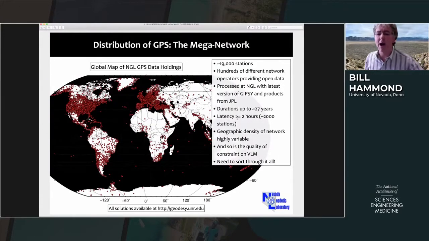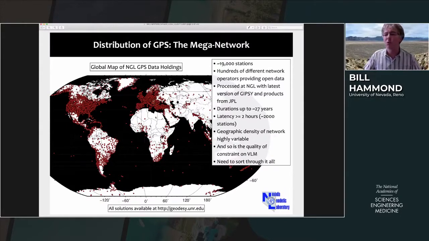So this is a similar kind of map. It's the same database, just done with a GMT map, and it's the global distribution of GPS stations in the NGL archive. And in here we have time series that are up to 27 years long. In some cases we get solutions less than 2 hours from the time the data was collected. So they're fairly up to date. This includes everything that we know of, and the number of stations is still increasing. The rate of discovery of new stations is still positive, and the number of new networks that are going in is still positive. Okay, you'll see right away that the geographic density is highly variable.